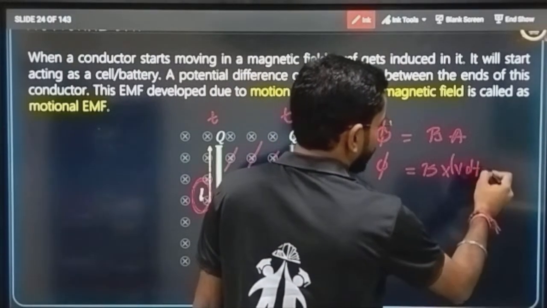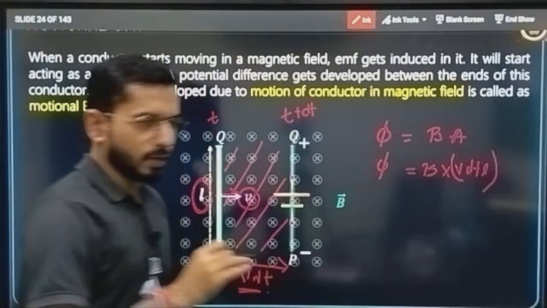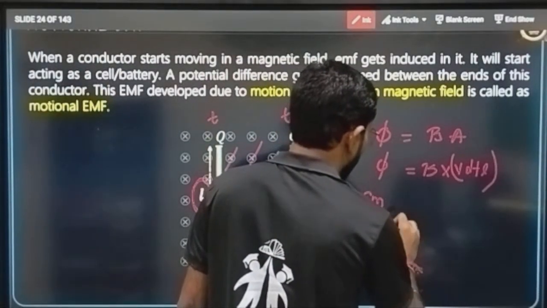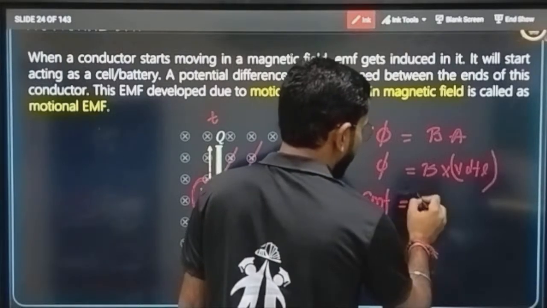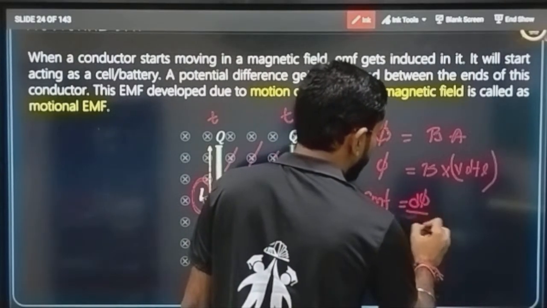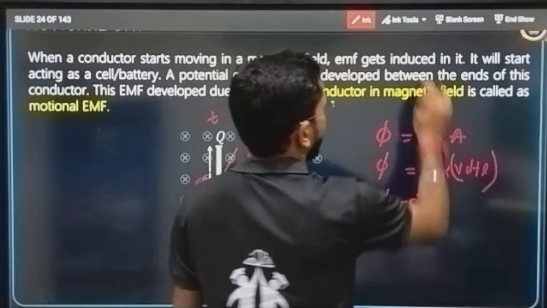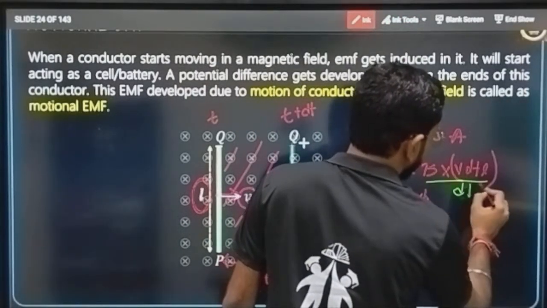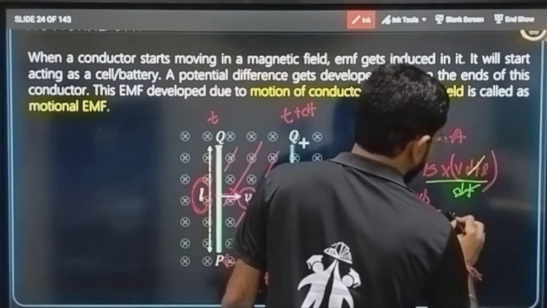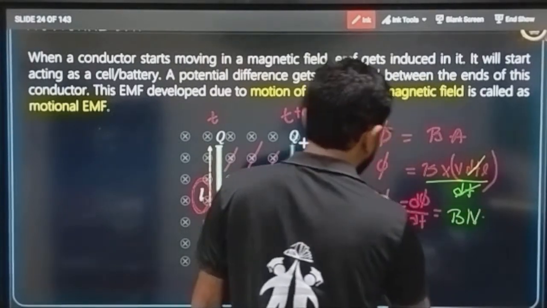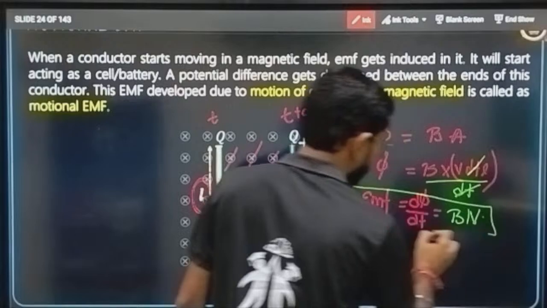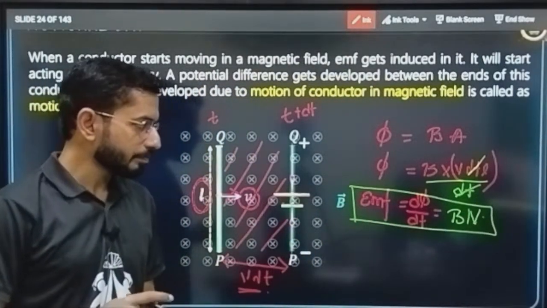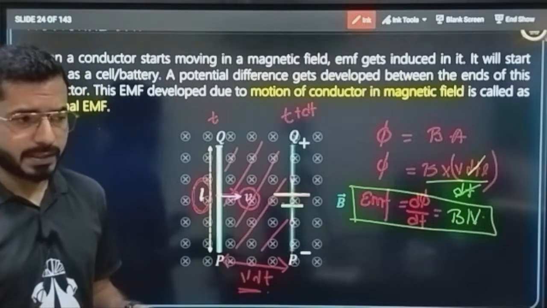And then you also have to multiply with the length, because length into breadth will be the area. Now I know that the EMF will be written as d phi by dt, that means divide both sides with dt. If you divide both sides with dt, dt cancels. What is the result that you are getting, students? BLV. This is what you will get as the final result, but it is not telling you about the directions.